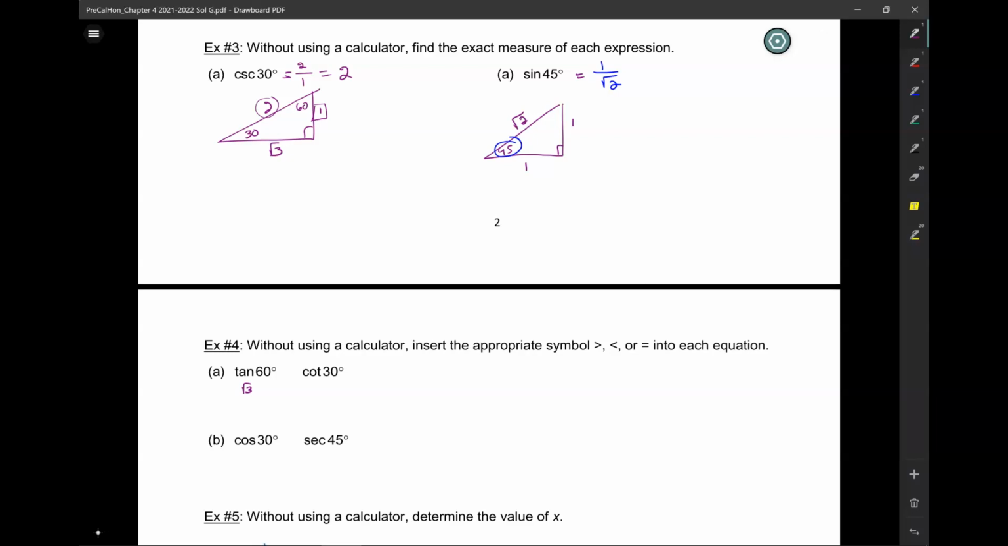What about cotangent of 30? Cotangent of 30, that's adjacent over opposite. 1 over root 3. Is that right? 1 over root 3? Oh, wait, root 3 over 1. So those two are equal to each other.